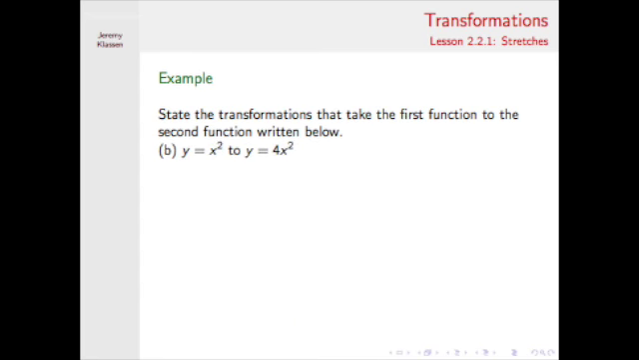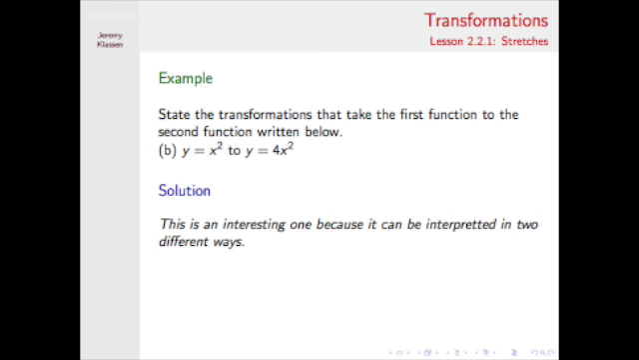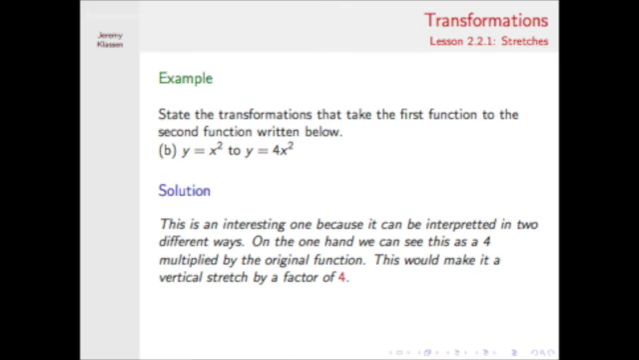And now let's compare the two functions y equals x squared and y equals 4x squared. Now this is a really interesting question because it can be interpreted in two different ways. On the one hand, and I think arguably probably the most common way to see this, is that we see this as a 4 being multiplied by the original function, and that would obviously then make this a vertical stretch by a factor of 4.